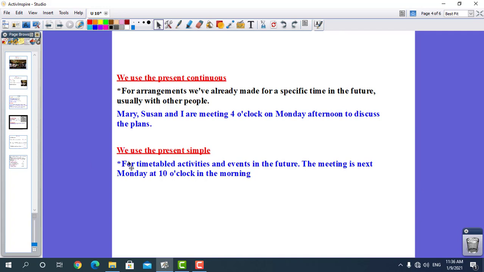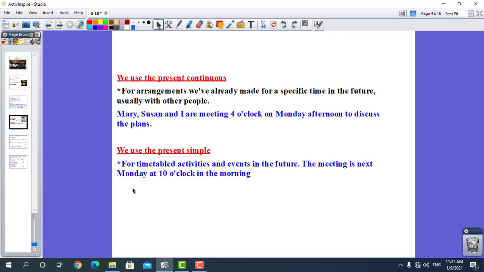Okay. Number four, we use the present simple for the future. What? Are you kidding me? No, it's not kidding. Here, we use the present simple for timetabled activities and events in the future. Like we say, the meeting is next Monday at 10 o'clock in the morning.